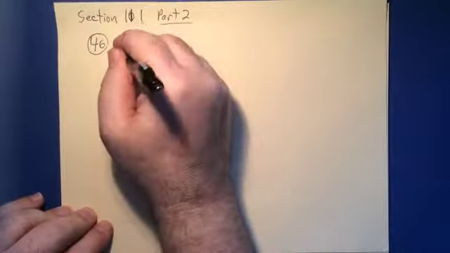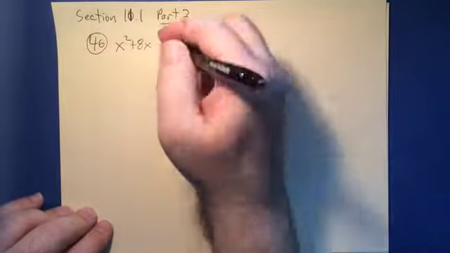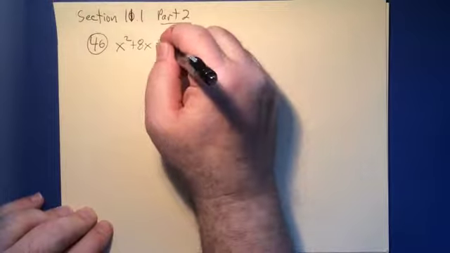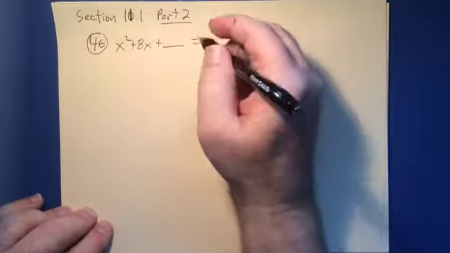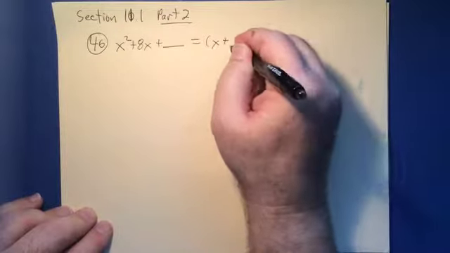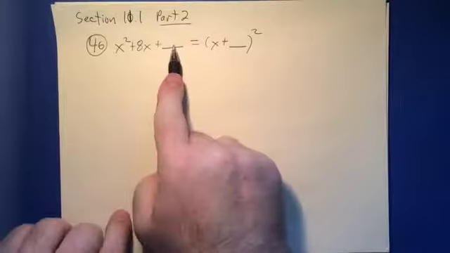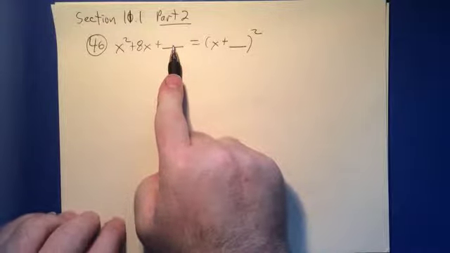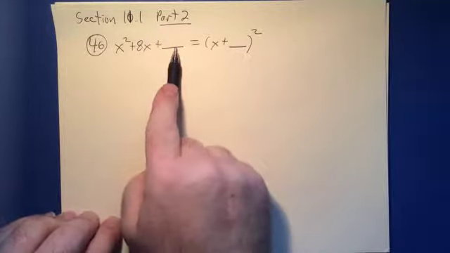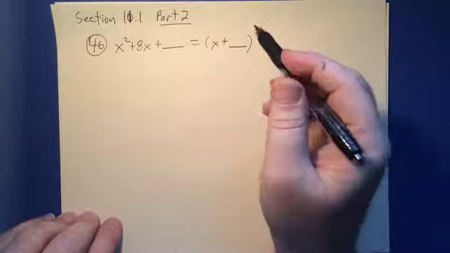We're given the problem x squared plus 8x plus blank is going to equal x plus blank squared. I want to come up with a number that goes here so that when I factor this, I come up with the same pair of factors. Let me elaborate on this.